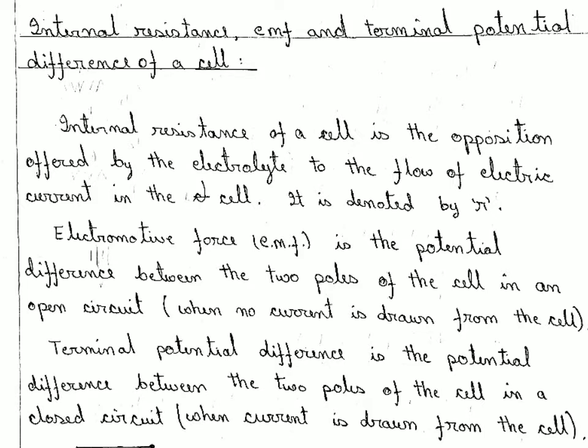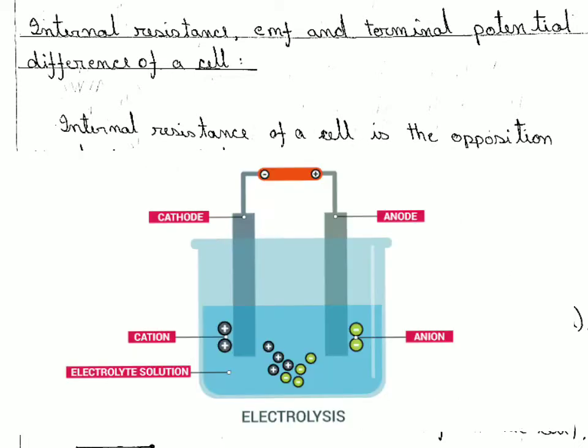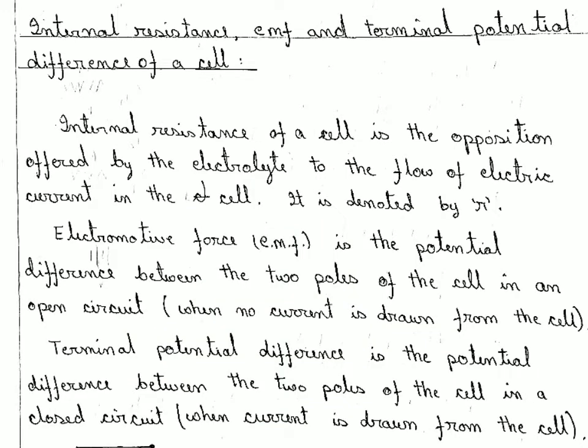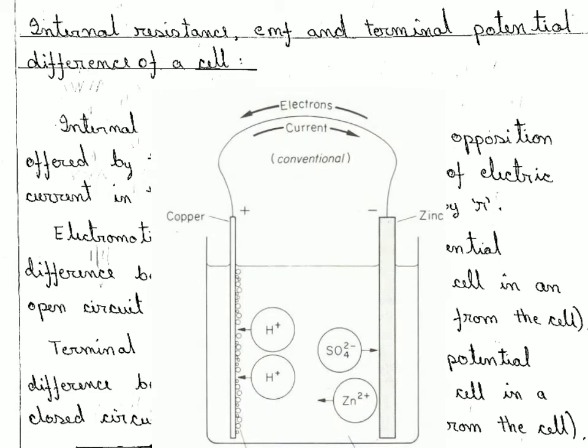Now we come to the concept of internal resistance, EMF, and terminal potential difference of a cell. Now, what is a cell? A cell is basically an electrical energy source which uses chemical reaction to produce voltage and current. And it actually consists of two electrodes called the anode and the cathode, and an electrolyte solution separating them. When a cell is connected in a circuit, it drives the charge in the circuit, and the rate of flow of charge is termed as current.